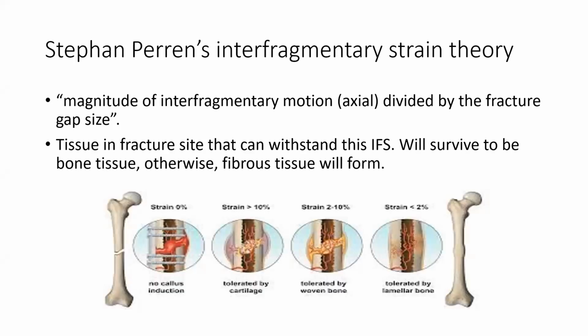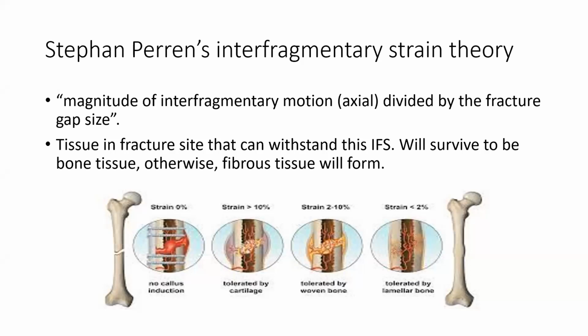There is an interfragmentary strain theory. Strain is one of the main concepts that links biology to mechanics. The strain theory is simple. Strain means the motion at the fracture site divided by the original fracture length. If you have a fracture in the femur, let's say, and the fracture itself is 2 centimeters long, whether it's transverse, oblique, or spiral, the length of the fracture line itself is 2 cm. So the motion at the fracture site divided by the original fracture length is the strain.